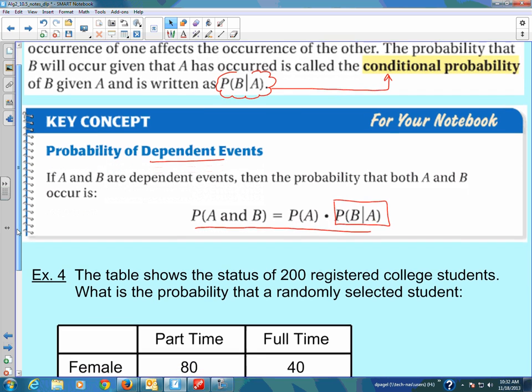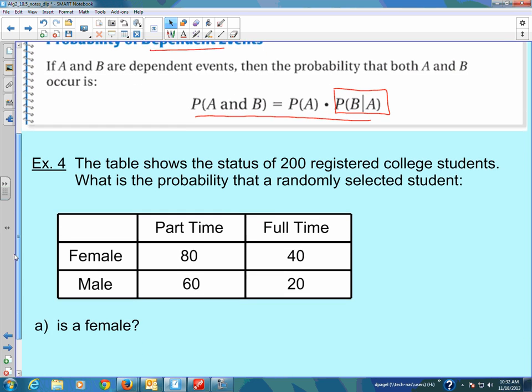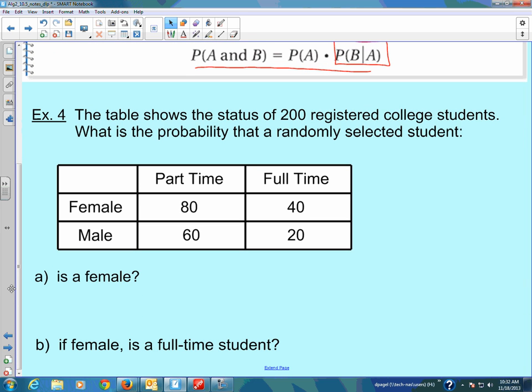So here we have dependent, and we hold on to something, don't put it back, and we've changed our total outcomes. All right, we got a table showing status of 200 registered students. What is the probability that a randomly selected student is a female? All right, now this is just generic. Again, this is experimental probability because we have this data here. But this is just generic probability.